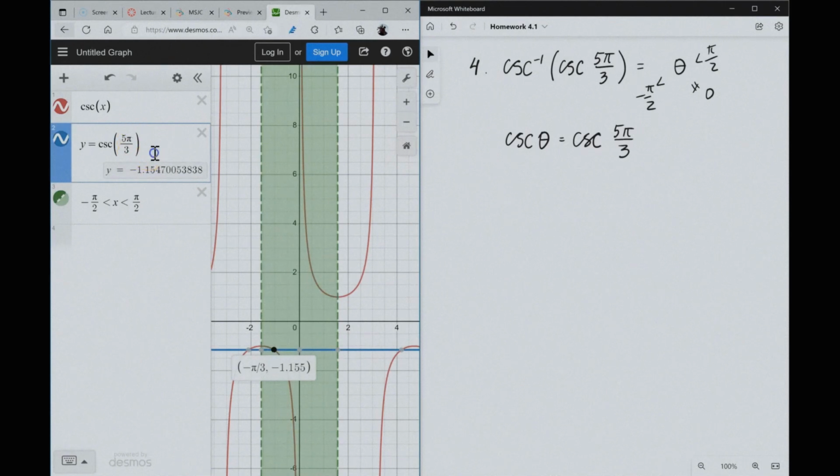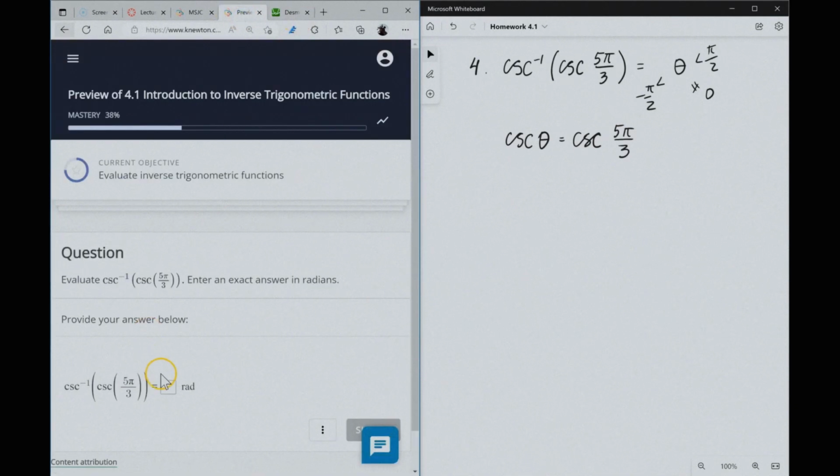Again, hold on, did anything change? Changing 4 pi over 3 to 5 pi over 3, because the cosecant of 4 pi over 3 and 5 pi over 3 is the same, so nothing changes here. The answer is still negative pi over 3. That makes sense.